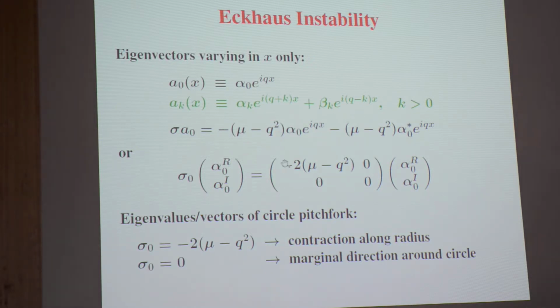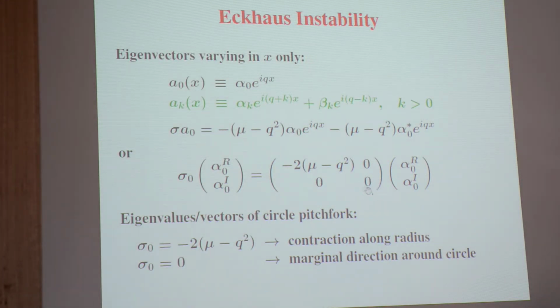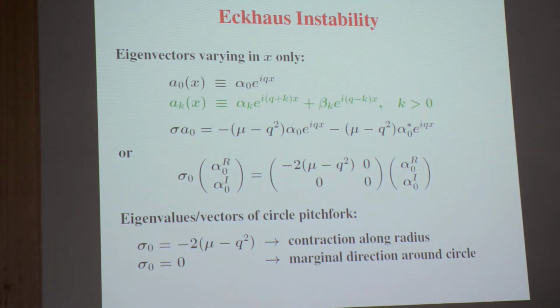And we put those together, and we learn that we have two eigenvalues here. And you've seen this before, this Jacobian. You've seen it, of course, for a circle pitchfork. What is this saying? This 0 is saying this is the phase direction, and it doesn't care. It's saying that when you look at the instability of a roll to moving, it doesn't care. This now, this minus 2 mu minus q squared, you've seen it before. This is the instability, this is the amplitude eigenvector.